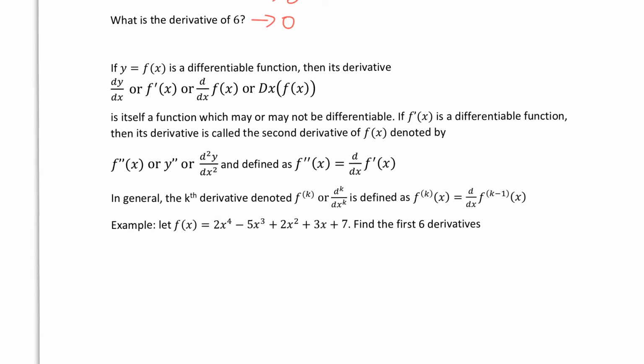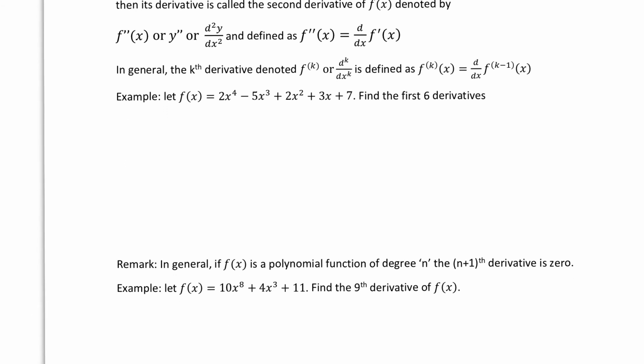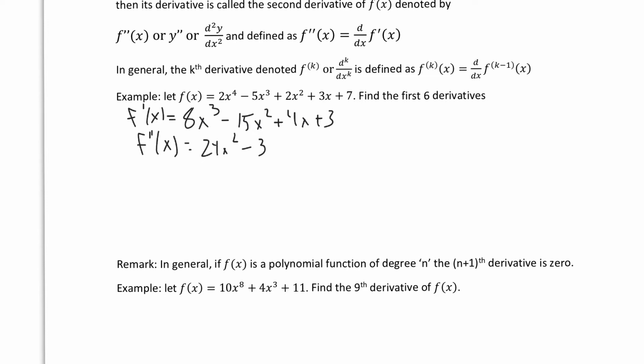So let's look at an example here. We have a function. f(x) is 2x to the 4 minus 5x cubed plus 2x squared plus 3x plus 7. Let's find the first 6 derivatives. So we'll find f prime(x), which would be 8x cubed minus 15x squared plus 4x plus 3. We'll find f double prime, which is 24x squared minus 30x plus 4. We could find f triple prime, which would be 48x minus 30.